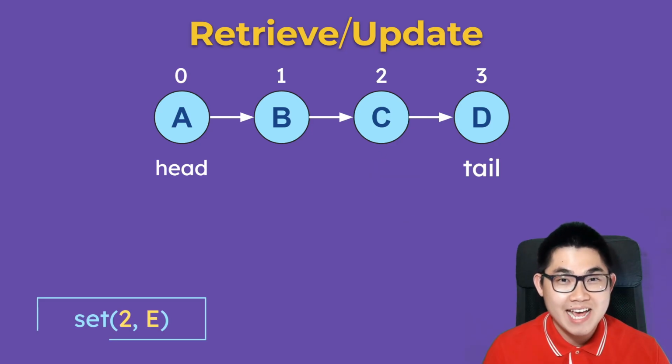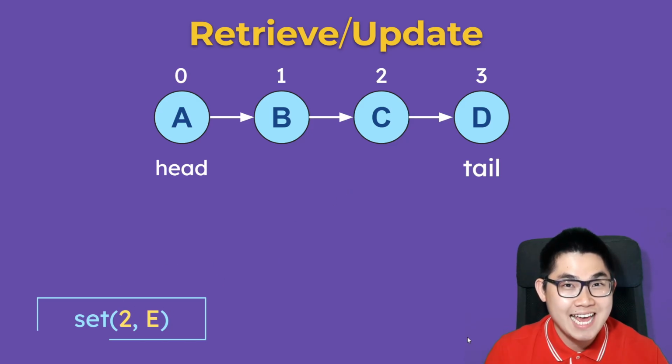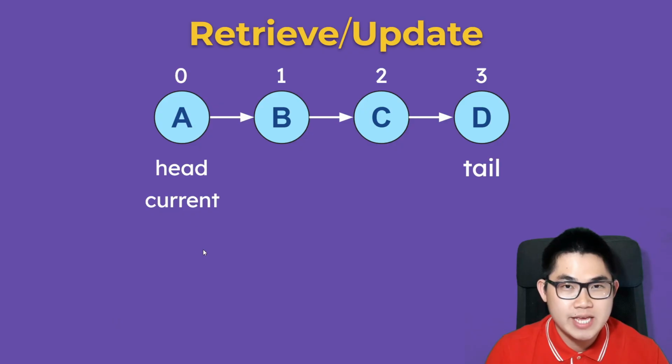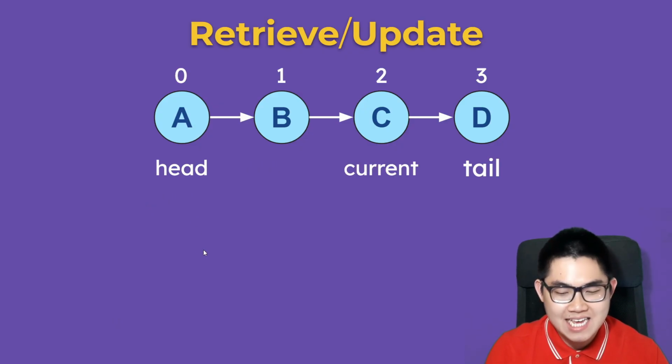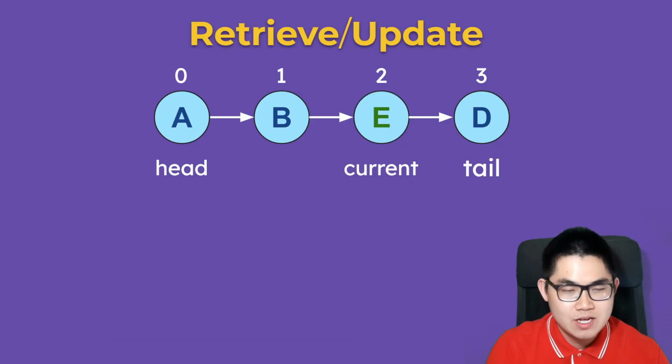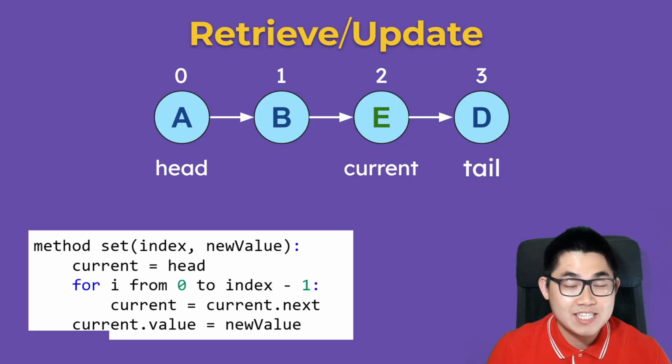So it turns out that updating a value inside a node is very similar to retrieving a value from a node. Let's go ahead and change the value at index 2 to E. Just like last time, we point current to the head and we move current to the right until we reach that index, and we simply change the value. So here is the pseudocode. It stays mostly the same except for the last line.